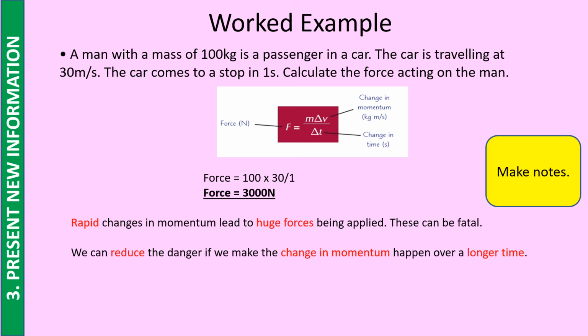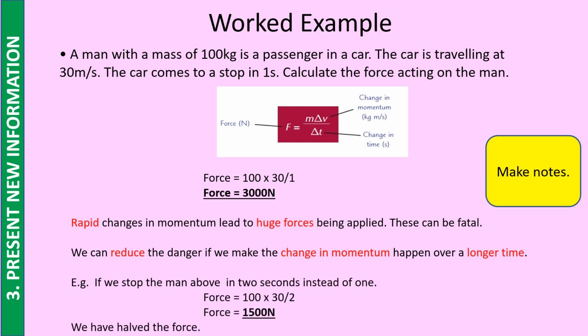We can reduce the danger if we make the change in momentum happen over a longer time, effectively if we slow down the collision. So let's have a look at the same collision, but this time, instead of it occurring in a time of 1 second, let's see if we can slow it down to 2 seconds. If we do the calculation again, but substitute in a time of 2 seconds instead of 1 second, you see that the force comes down to 1,500 newtons. By doubling the time it takes to stop the person moving, we have halved the force that is generated on him.